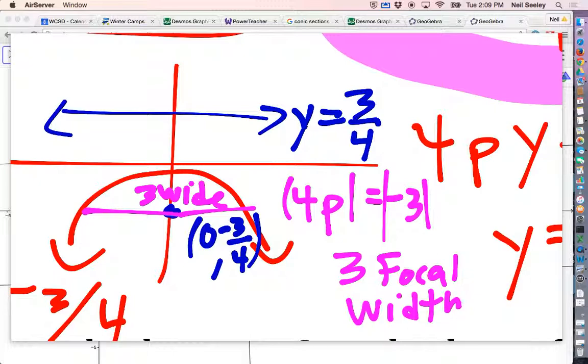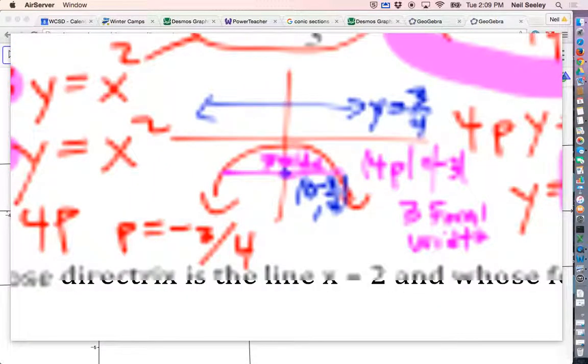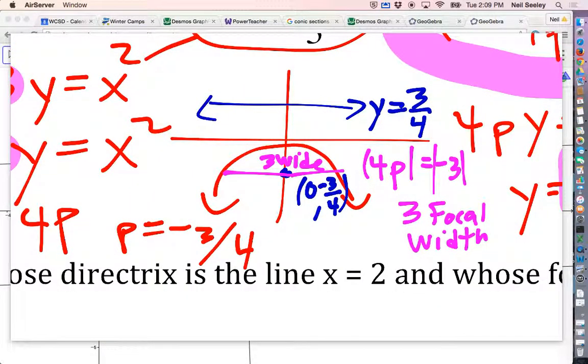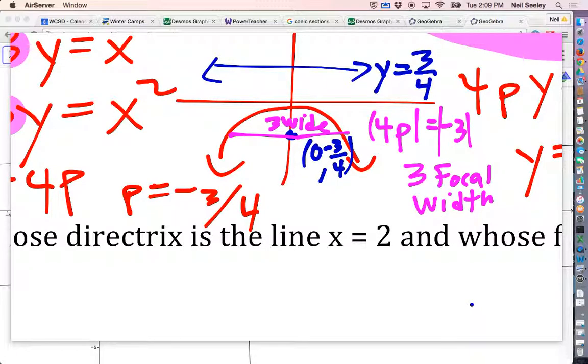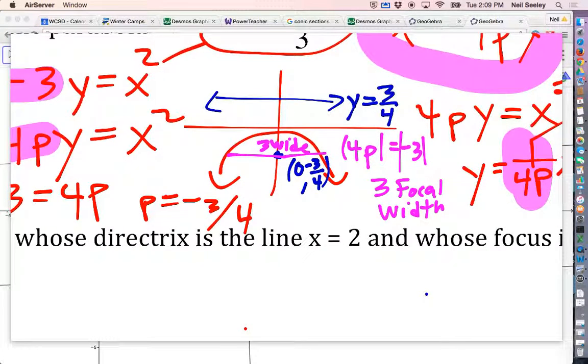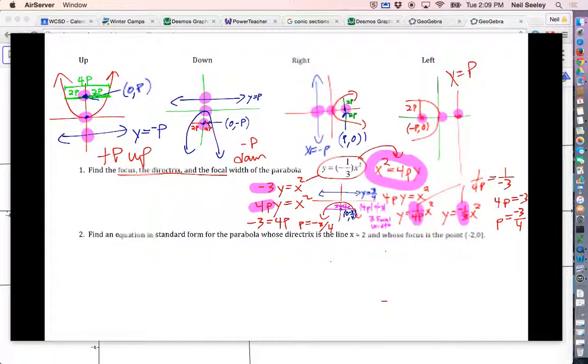All these things give you the perfect parabola. Just knowing P tells you exactly what the parabola looks like. Crazy insightful. Okay? That is the story. And now over here, I can be official. It says, please tell me what the focus is.